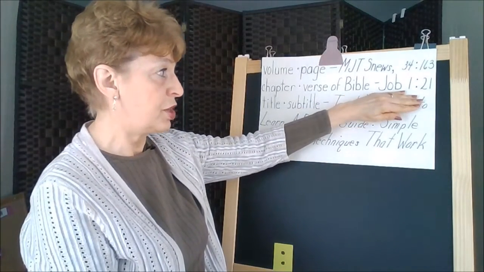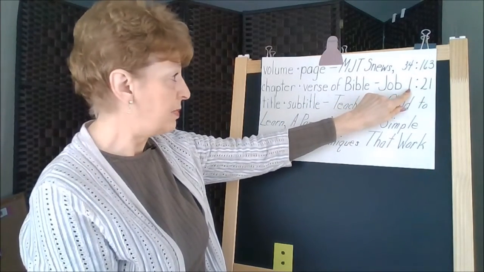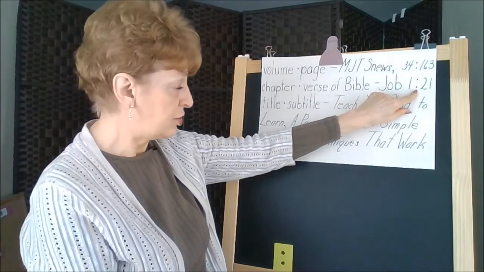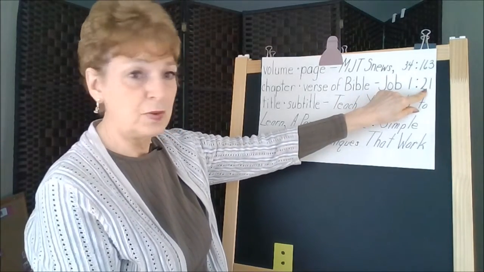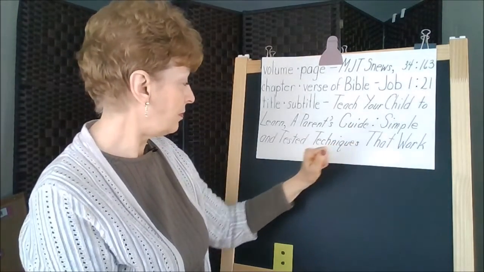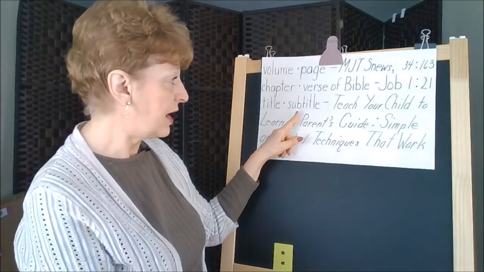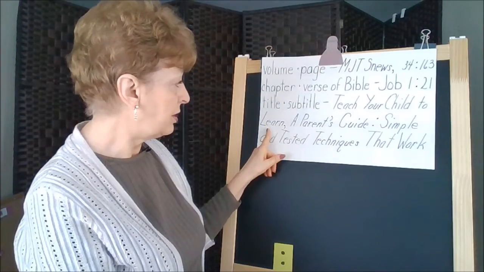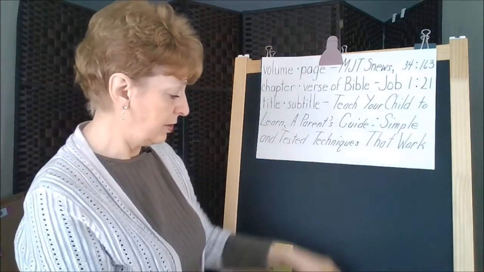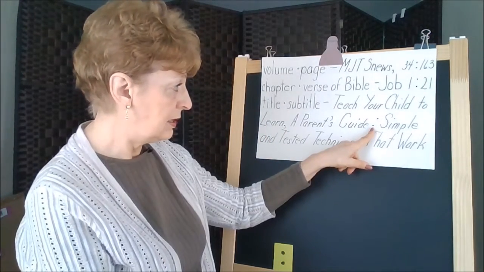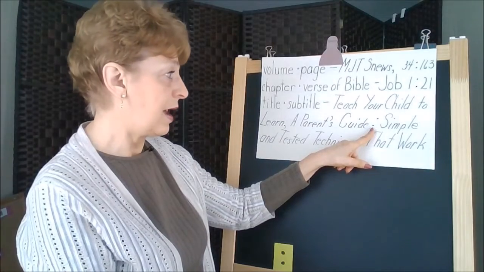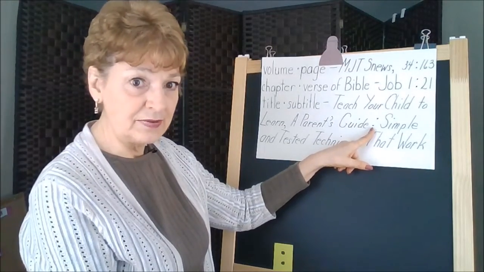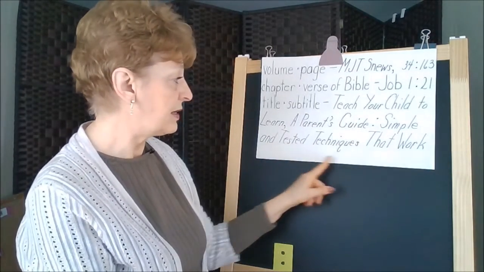Let's say you were quoting a chapter and verse of the Bible. Here I've chosen Job. That would be chapter 1. Here's your colon, verse 21. And the title and the subtitle of an actual book, Teach Your Child to Learn, A Parent's Guide. Here is your colon, separating the title from the subtitle of this book, which is Simple and Tested Techniques.